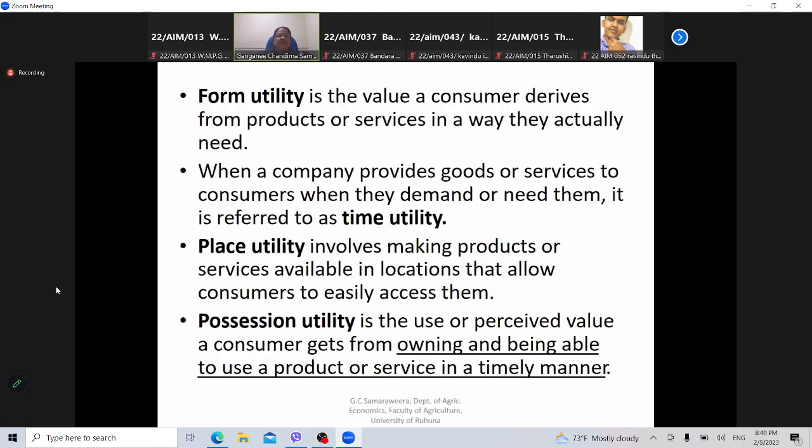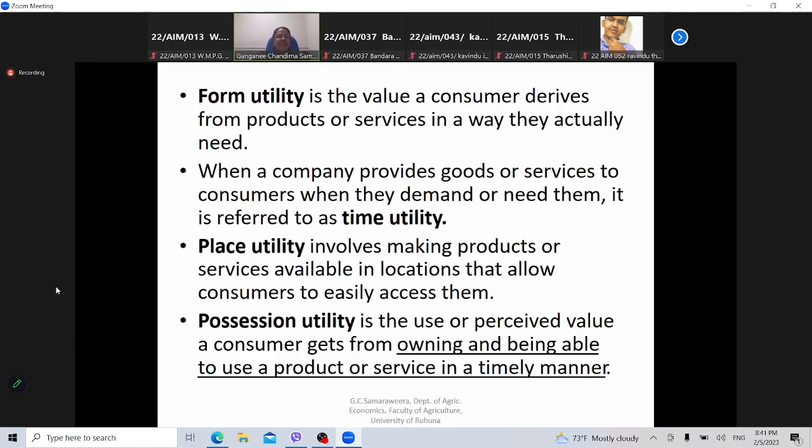Form utility, the value a consumer derives from products or services in a way they actually need. You can imagine some pictures. I didn't add pictures, but maybe changing the form from solid to liquid. Let's say mango, just changing to mango juice. Paddy, changing to rice. Or rice, changing to rice noodles, or rice changed into bread or biscuits or wheat flour. Then maybe roti, biscuits, bread or something. We are changing the form.